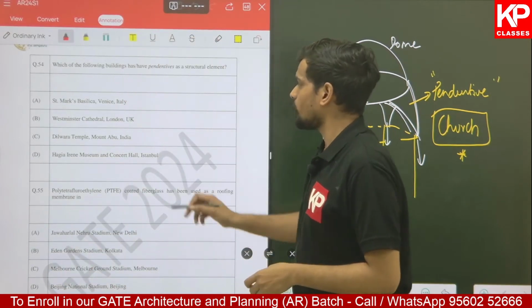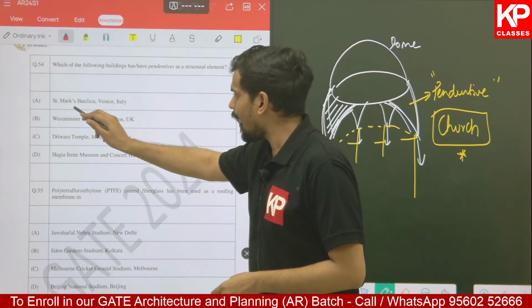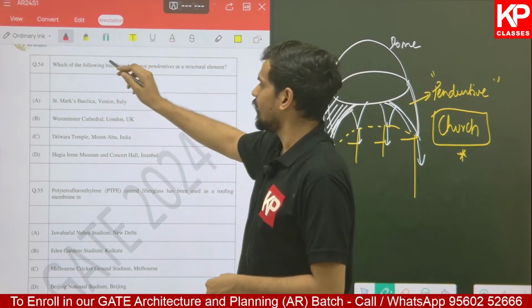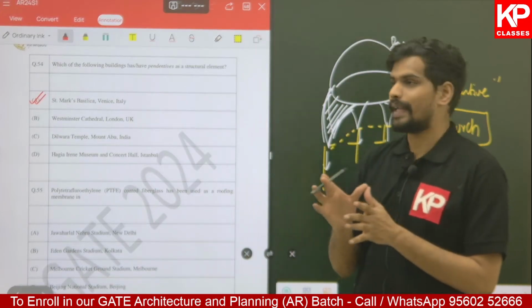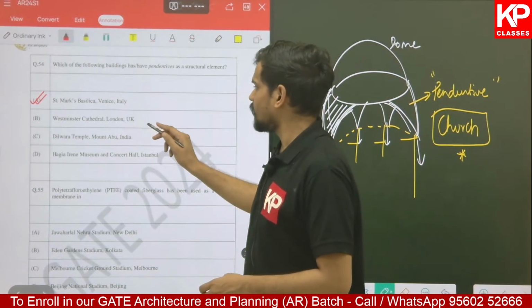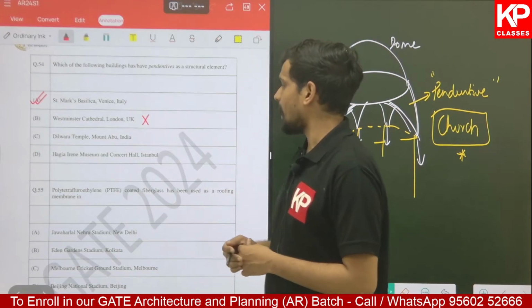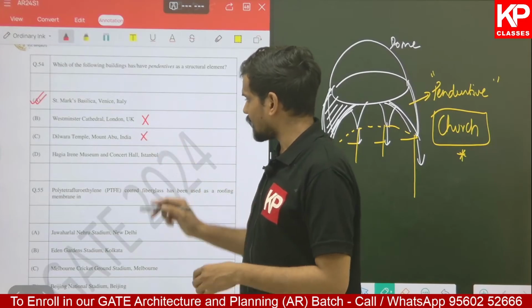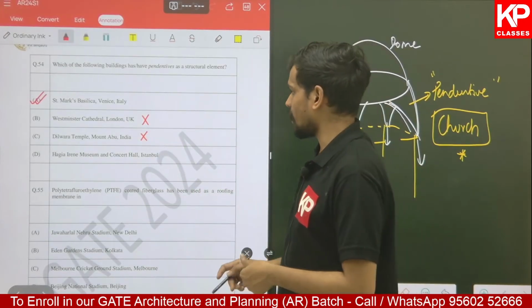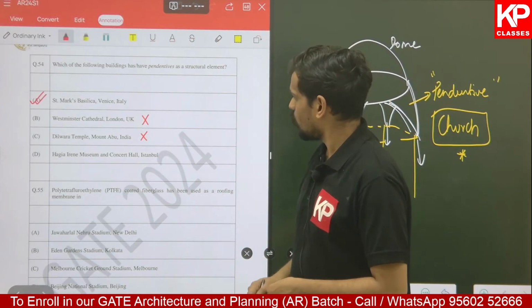If you look into the given options, St. Mark's Basilica at Venice, Italy, is an example of a church which has use of pendentives. Westminster Cathedral in London is not a prime example where you have domes and pendentive system. Dilwara Jain temple does have a dome but does not use pendentive structure to support the dome.